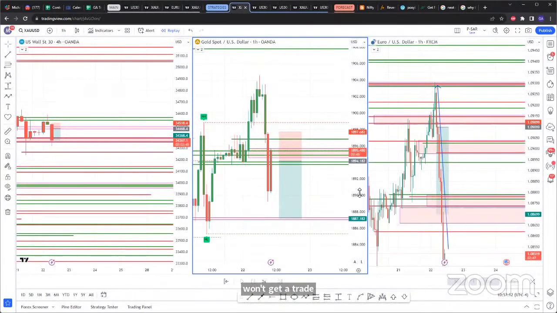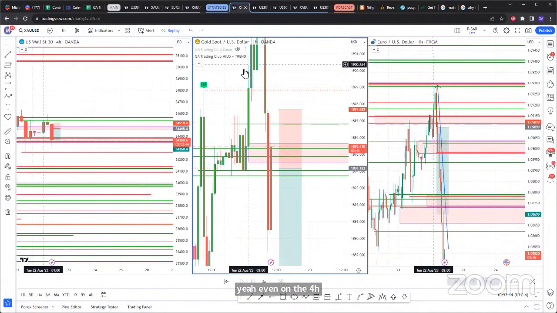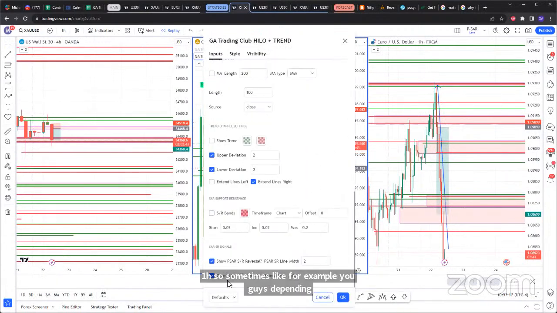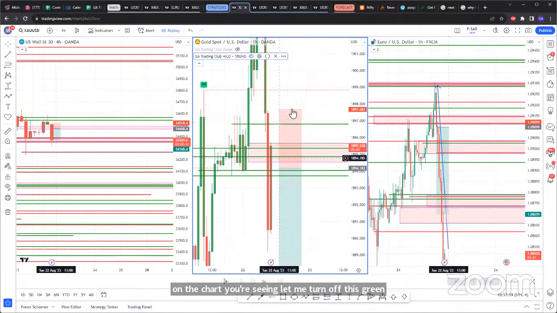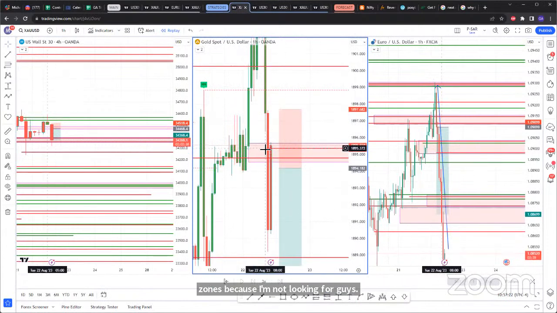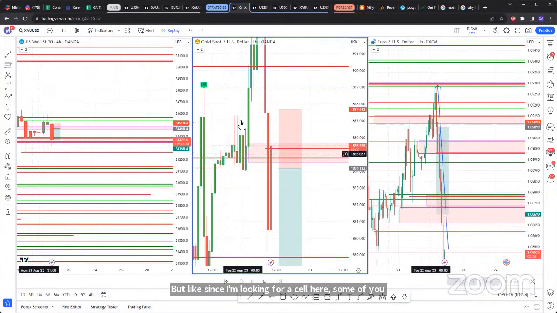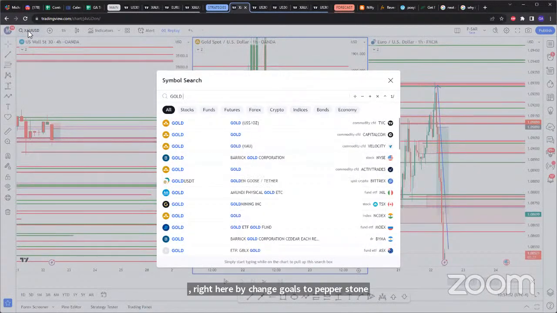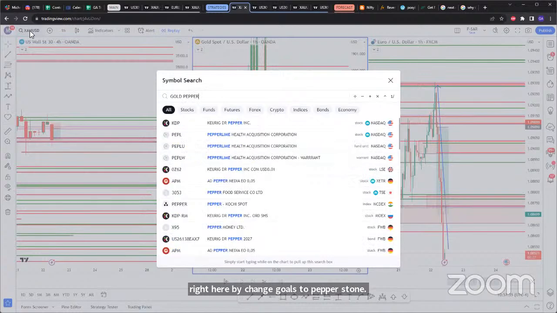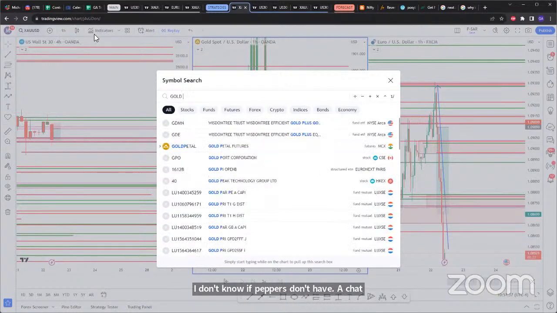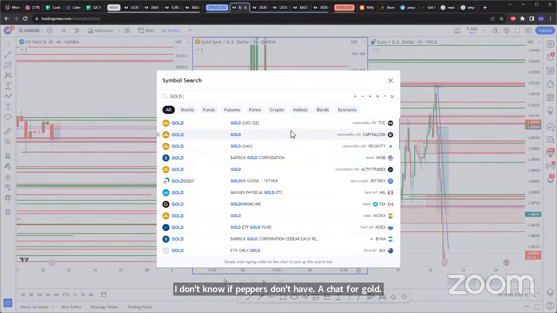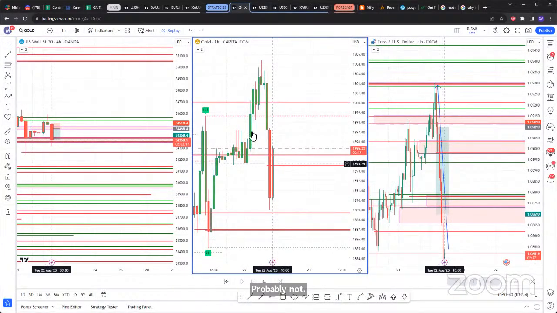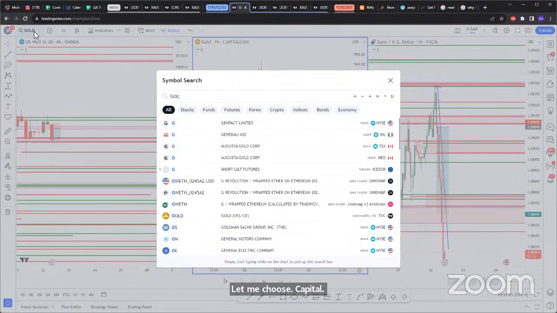Depending on the chart you're seeing, let me turn off these green zones because I'm not looking for buys. Since I'm looking for a sell here, some of you might not be seeing these double SARs on your chart, which might be because you're not using Oanda. So if I change gold to Pepperstone, I don't know if Pepperstone has a chart for gold. Probably not. Let me choose capital.com. So capital.com still has it.